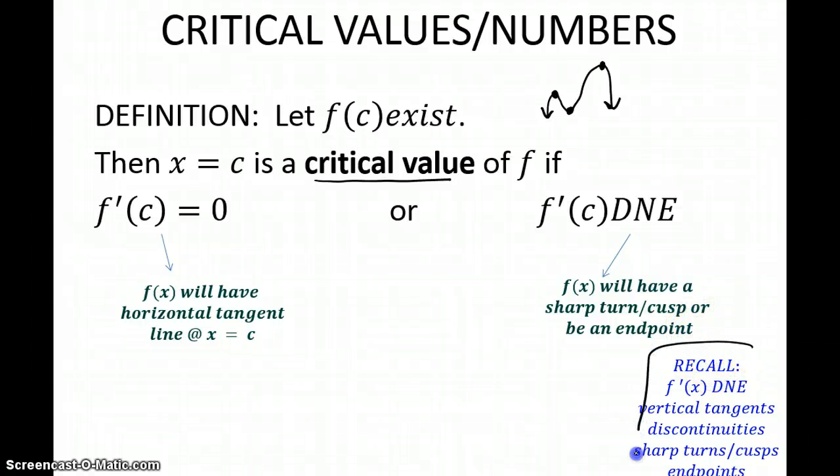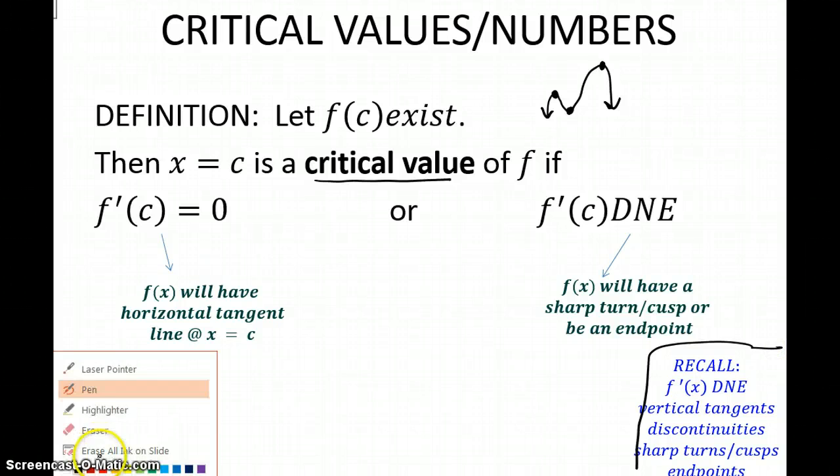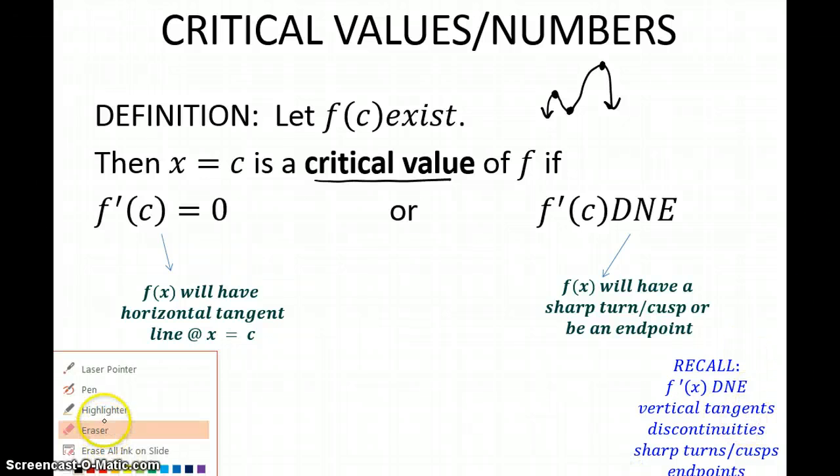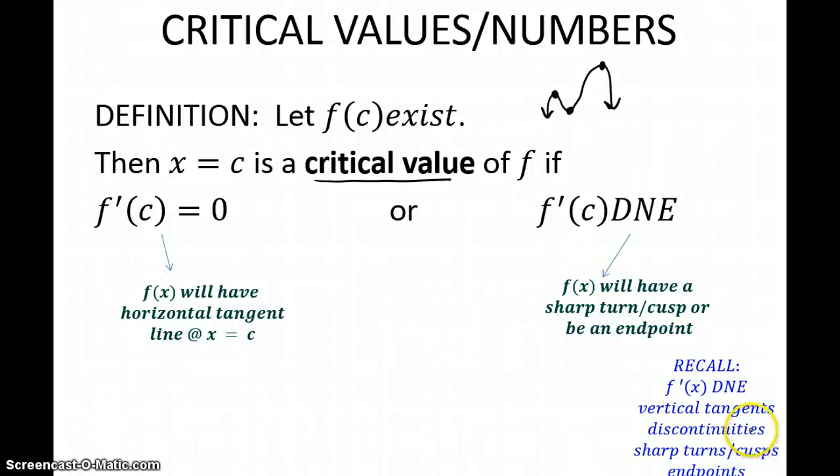And remember, here are 4 cases where the derivative does not exist. Alright, vertical tangent lines, discontinuities on the function, sharp turns and cusps, and then endpoints.